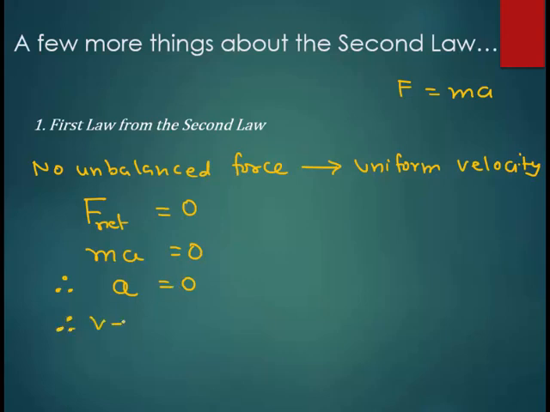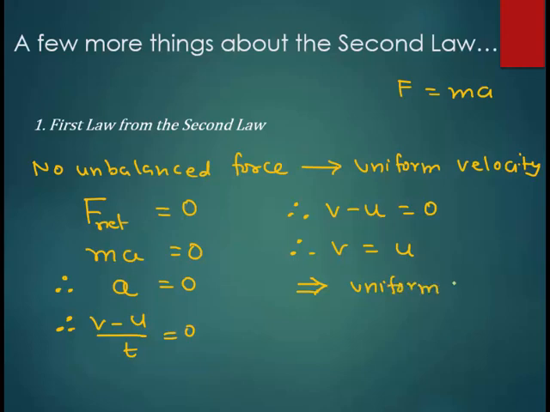Therefore, (v minus u) over t is 0, and therefore v minus u is equal to 0, and finally we will get v is equal to u. That means the initial and final velocity are the same. This implies that the object is moving with uniform velocity. Thus, when there is no unbalanced force acting on the object, it moves with uniform velocity.